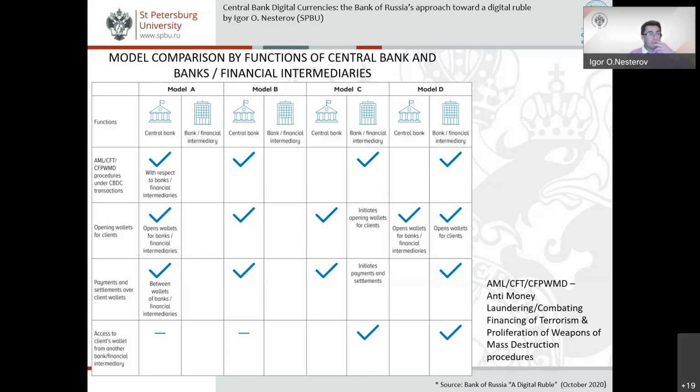And the major opinion is that this model is preferable since it preserves the existing model of interaction between financial institutions and their customers.